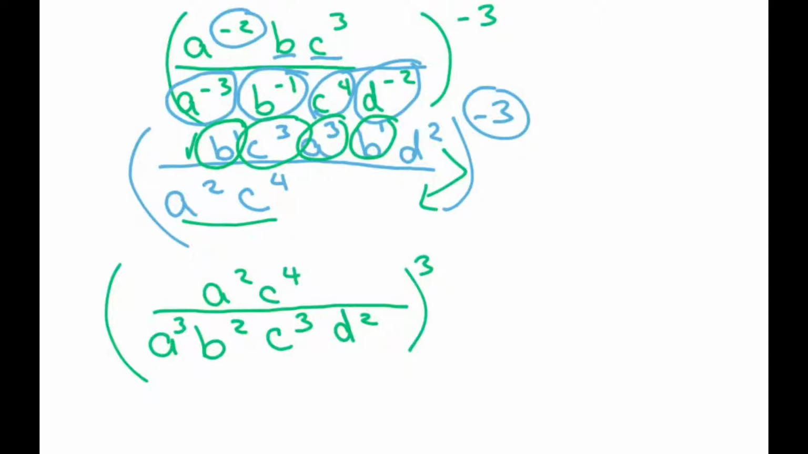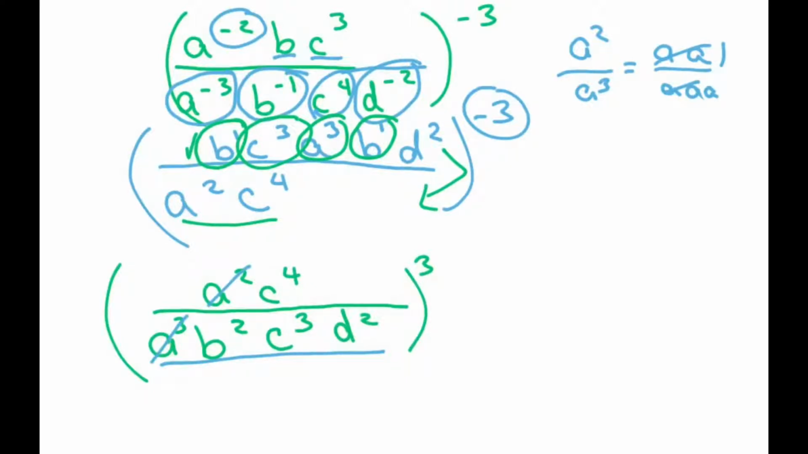Now what I'm going to do is simplify inside here. So I have a squared over a cubed. That leaves me 2 a's on the top, 3 on the bottom. These two cancel, left with 1 over a. So when you do that, you're just going to have 1a on the bottom. Now for the c's, we have 3 on the bottom and 4 on the top, so that leaves me 1 on the top. These two we have nothing to go with, so I'm just going to copy them down.